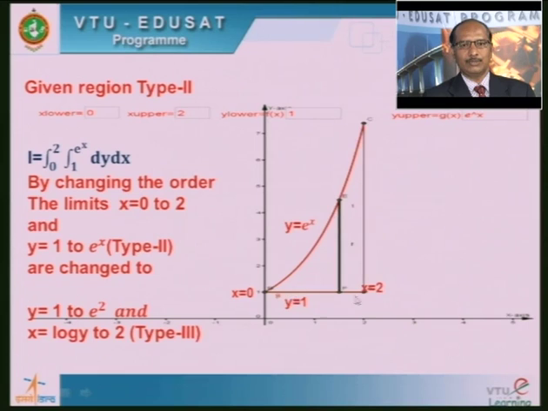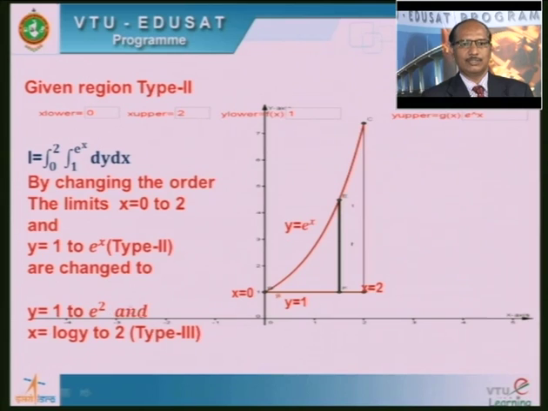Already y is equal to 1, that is the minimum. So in the y direction, what is the maximum value of y here? If we substitute x equal to 2 in this curve, you will get e raised to 2 as the maximum. For x equal to 0 to 2 there are many values of e raised to x, but at x equal to 2 it is the maximum, e raised to 2. So these are the y limits, y equal to 1 to e square, and the x limits have to be functions of y.